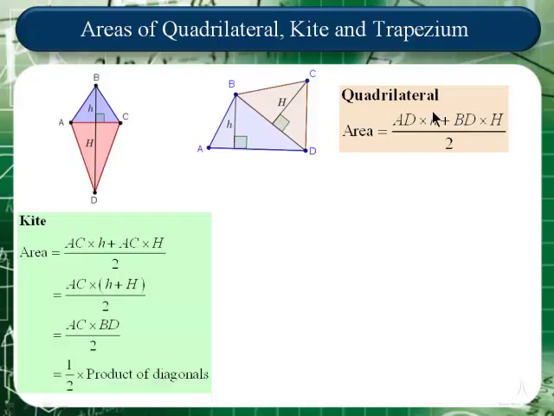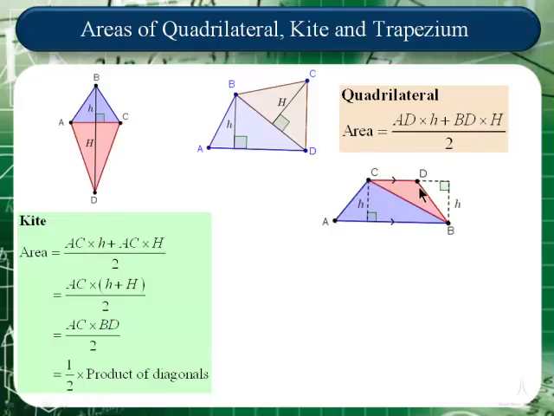If we look at a kite, what can we say? If we utilize this quadrilateral's formula, then the area of this kite is the area of the blue triangle, which is half base, half AC times small h, plus half AC times capital H. Now AC can be taken out as a common factor, and then we multiply with the sum of the two heights, and small h plus capital H is equal to BD. Therefore AC and BD are the diagonals, so the area is half the product of the diagonals.